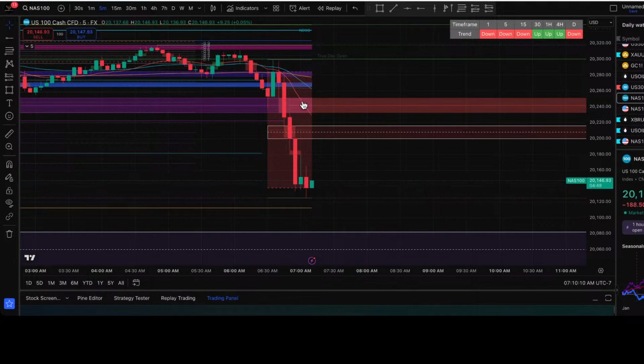There's a lot of points of confluence here. The fact that the NYC fair value gap is sitting flush right inside the purple zone. This is a very, very highly algorithmic zone. I'd rather sell from up here.